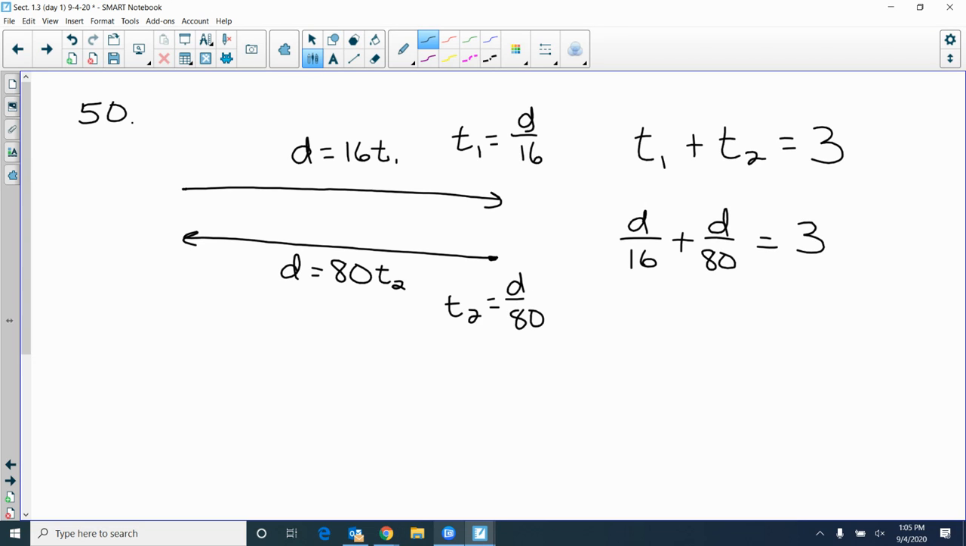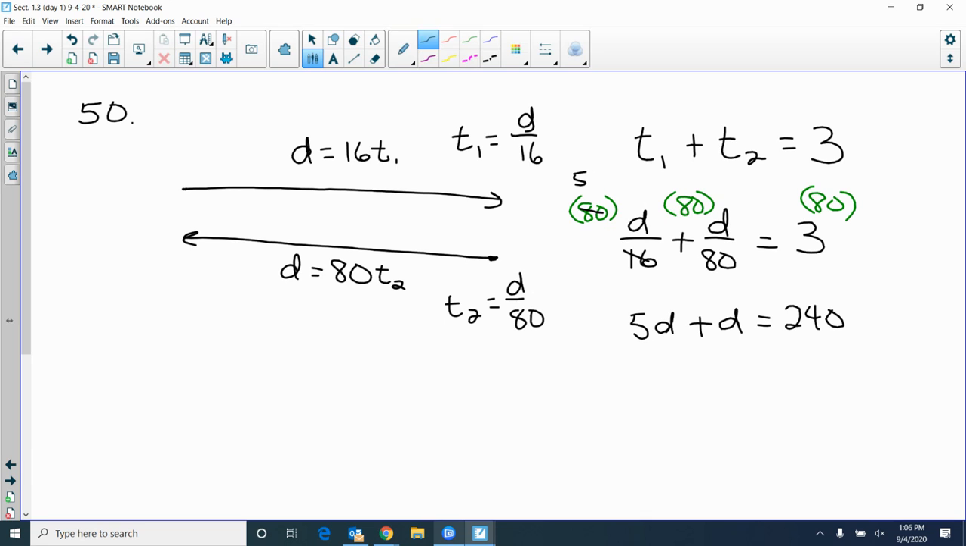Now, some people get to this and you still get a little bit stuck because it's been a while since you solved a rational equation. But remember, we want to wipe out the fraction. You want to multiply by a number both 16 and 80 will go into, and you cross your fingers and hope 16 will go into 80. Well, does it? Yep. So I can multiply by 80, and that gives me 5D, because 16 goes into 80 5 times, plus D equals 240.